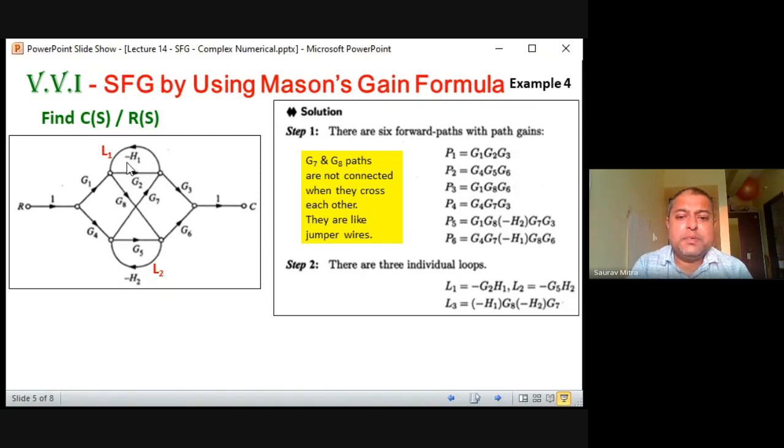So one loop is very simple. The first loop is L1, minus G2H1. You can find it here. L1 is minus G2H1. The second loop is also very visible, easily visible. That is minus G5 into H2. Okay, this loop is also very visible.